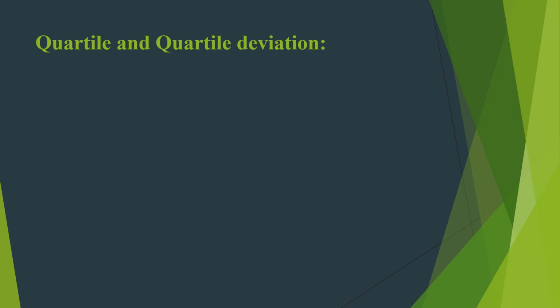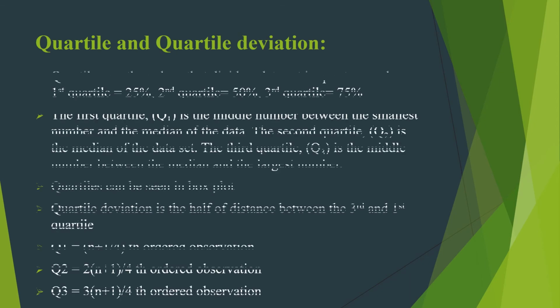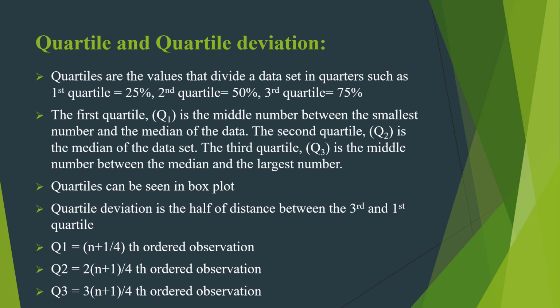Quartile and quartile deviation. Quartiles are the values that divide the data into quarters, such as first quartile 25%, second quartile 50%, and third quartile 75%. The first quartile is the middle number between the smallest number and the median of the data. The second quartile is the median of the data set. The third quartile is the middle number between the median and the largest number.